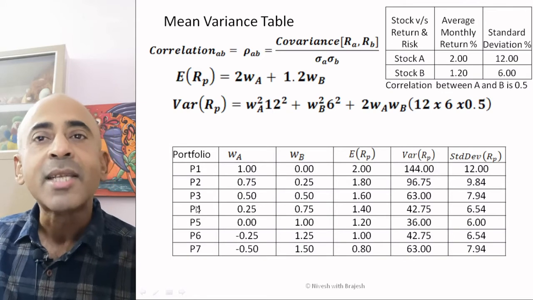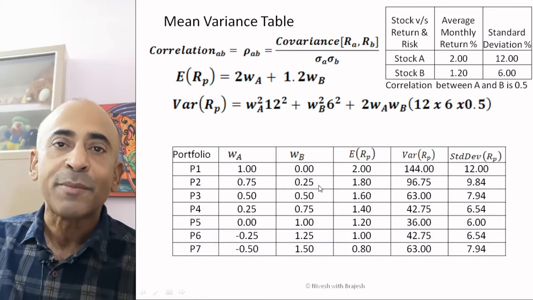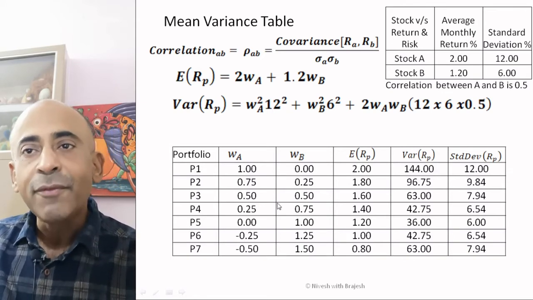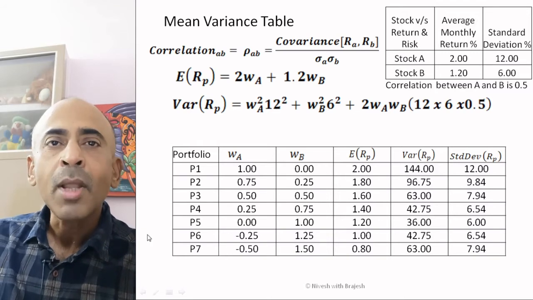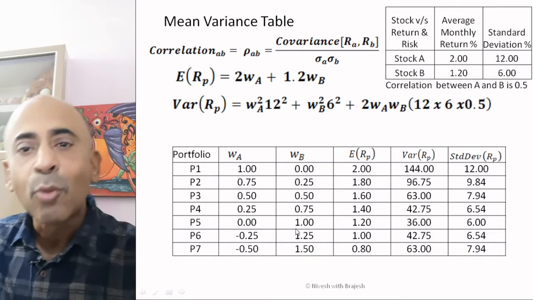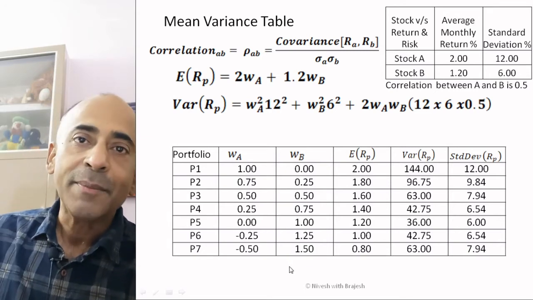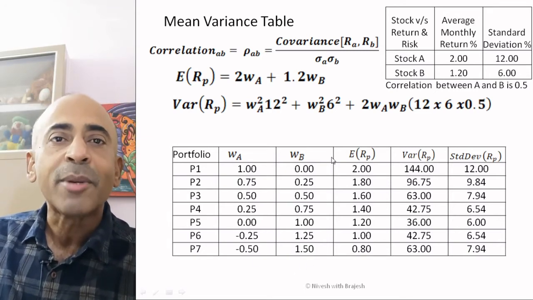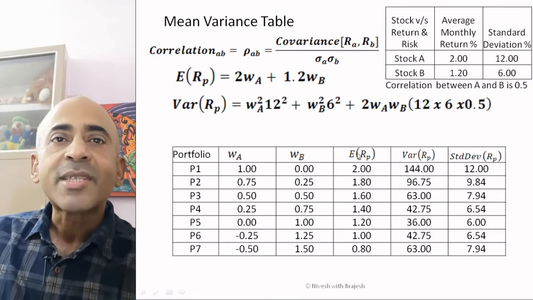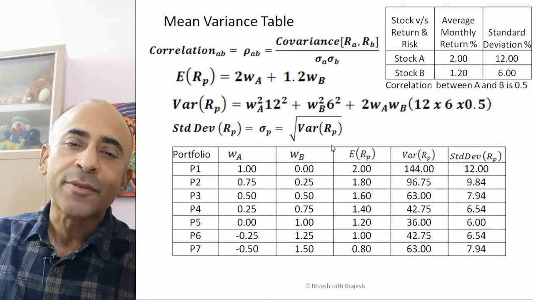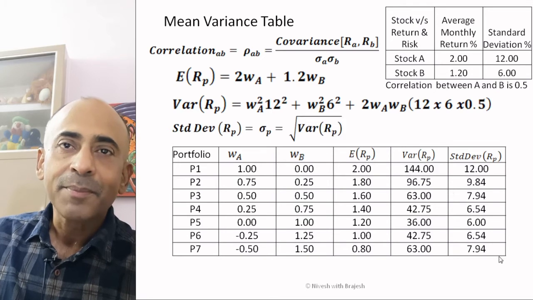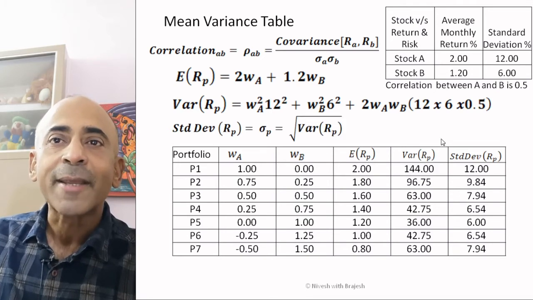Okay. The P2 is 75% of A and 25% of B. P3 is 50-50 of both, and so on. Now you can see P6 and P7 also. They contain negative values of A and more than 100% value of B. We will understand this in a moment from now. Also, the standard deviation is nothing but the square root of the variance. Okay. So this is how the table looks like.